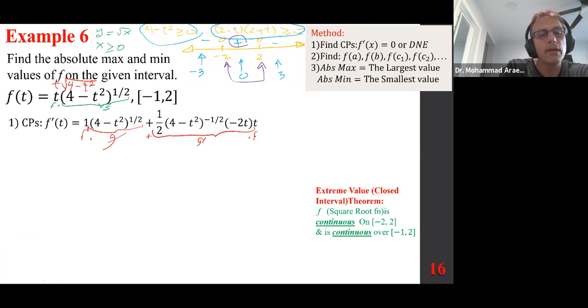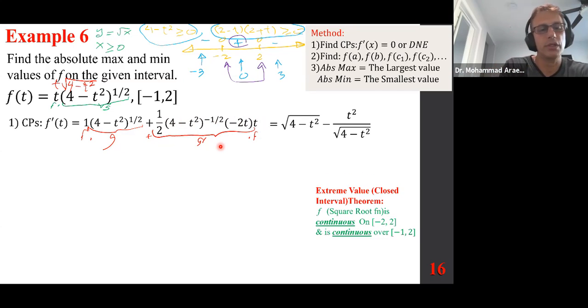Number one, this is just the square root of 4 minus T squared. Plus this 1/2, this cancels out the negative 2 and just gives us a negative sign. So negative 2 and positive 1/2, when you multiply them, they create a negative sign. Okay, then T and T, that's T squared. And this guy, negative 1/2 goes down, becomes positive 1/2, which is a square root.